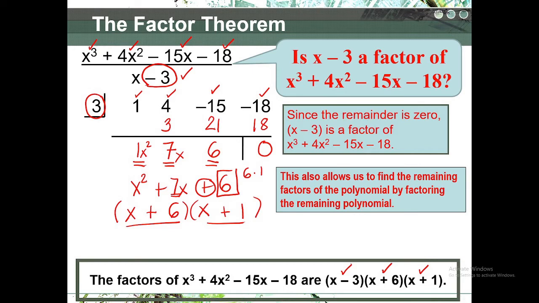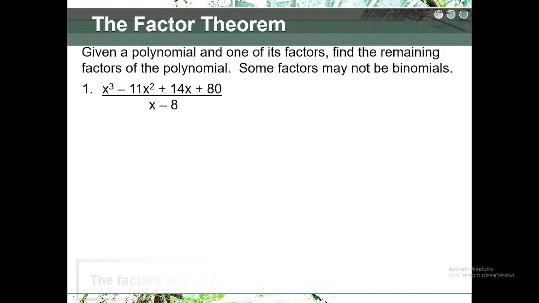Okay, now let's have more examples. Example number 2. So we have here a given polynomial, and let's verify whether this is one of the factors. And later on, let's get the remaining factors. So to do this, let's do synthetic division. This is positive 8, very good. Then we have the coefficients. We have 1 for x cubed, negative 11 for x squared, 14 for x, and 80 for the constant term.